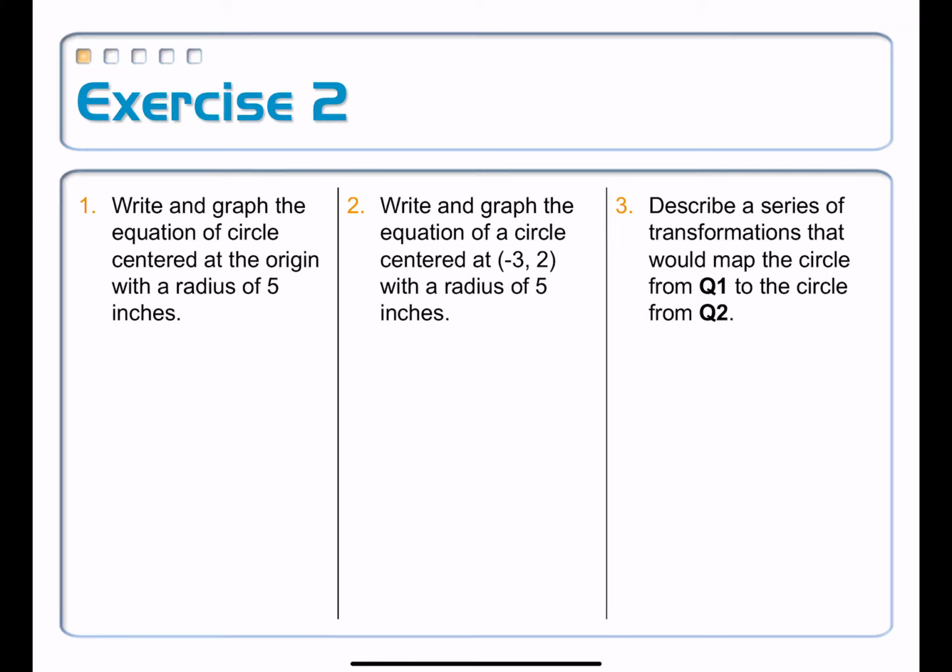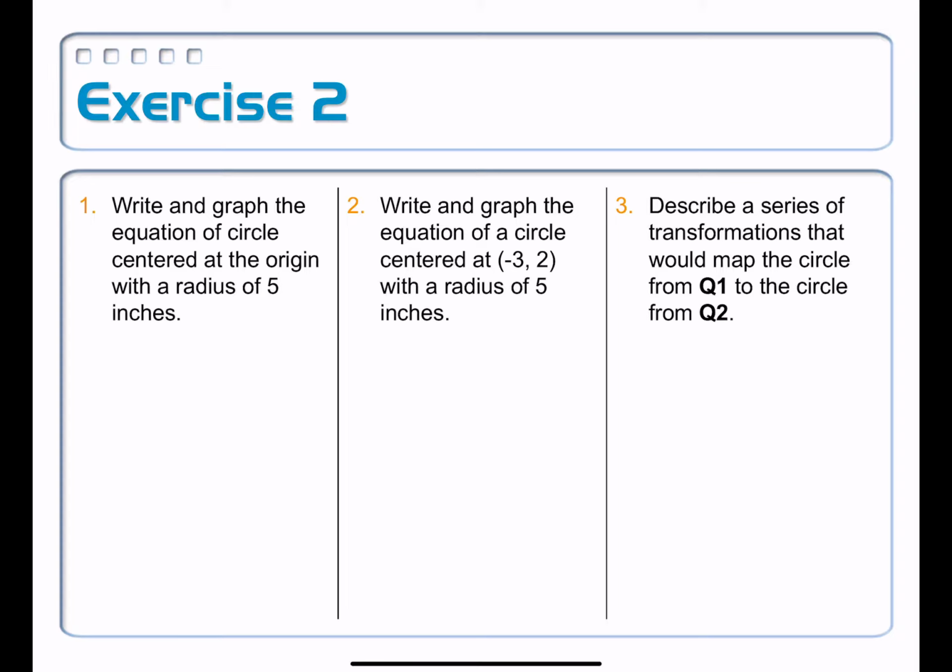On exercise 2, we're going to be writing and graphing some equations of circles. So let's take a look at each one of these problems. Write and graph on number 1 the equation of a circle that is centered at the origin and has a radius of 5 inches. On number 2, write and graph the equation of a circle that's centered this time at negative 3, 2. But this time, the radius is still the same, 5 inches. And then number 3, describe a series of transformations that would map the first circle onto the second one. Tying these things together in a way that's going to be totally helpful for you in Algebra 2 next year.